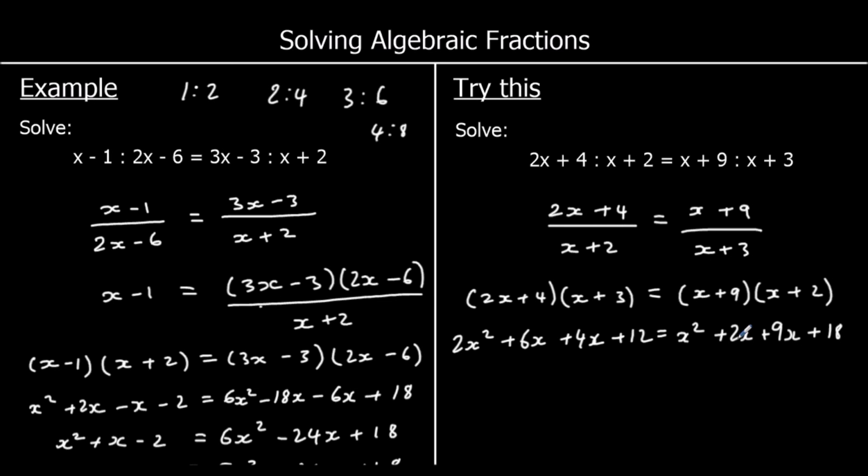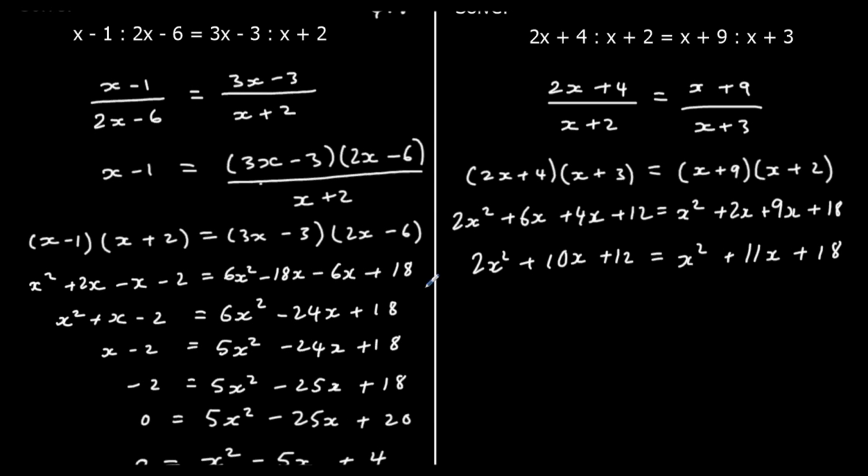So collecting like terms, we have on the left side 2x squared plus 10x plus 12. And on the right side x squared plus 11x plus 18. So we want to solve this, we want to make it equal to 0. So I'm going to get rid of the smallest x squared first, which is 1x squared. So take 1x squared away from both sides, which gives me x squared plus 10x plus 12 equals 11x plus 18.